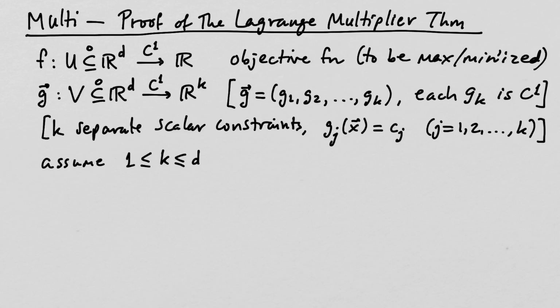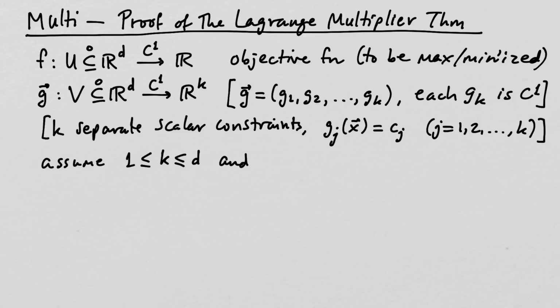And the problem with that is that if you restrict the function f to the empty set, you get the empty function. It has an empty domain. And you really can't do calculus on the empty function. So to avoid that, we're going to make sure that we don't have too many constraints. We limit the number of constraints, which is k, to be at most d.